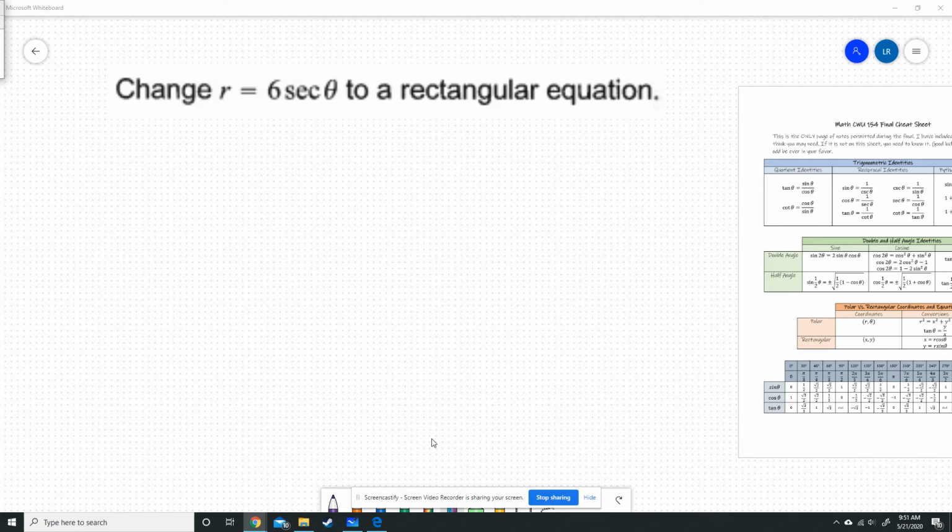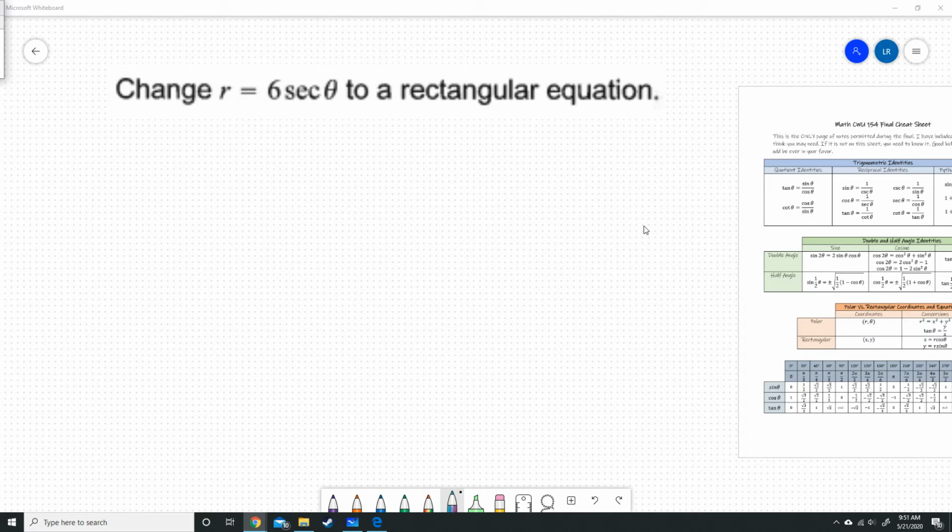Hi there, in this video we are going to take a polar equation and rewrite it as a rectangular equation. So we are given the equation r equals 6 secant of theta, and we want to change it to a rectangular equation. Basically, that means change all the r's and thetas into x's and y's.